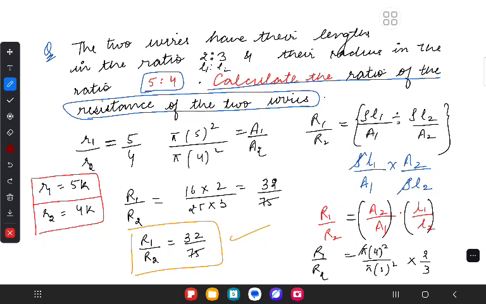Got the point? So this is the idea. Now, this is one part. So it says the two wires have the length in the ratio 2 is to 3 and the radius is in the ratio 5 is to 4. Yes or no? Now this is one part. Now what is the third part?